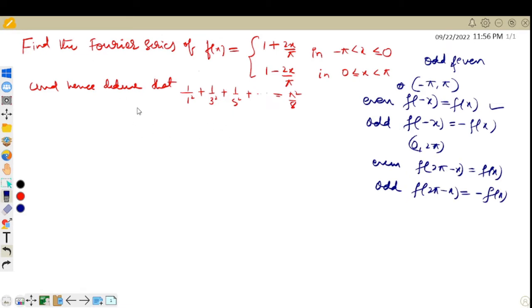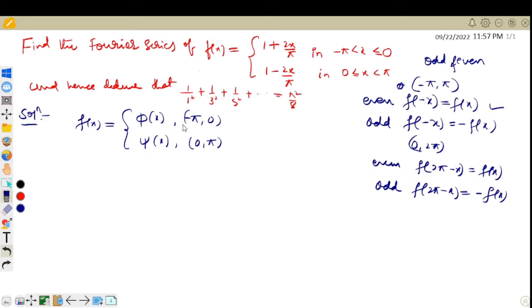Now we also consider the case where the function f of x is expressed in two parts, which we call phi of x and psi of x, one on minus pi to 0 and the other on 0 to pi. Given like this, we check the odd and even nature.